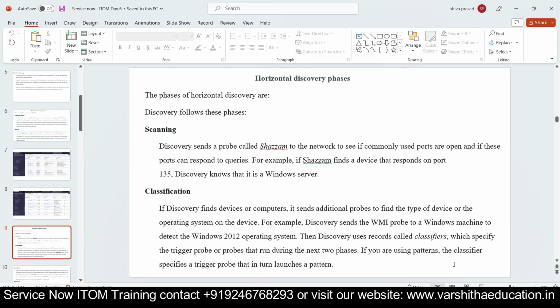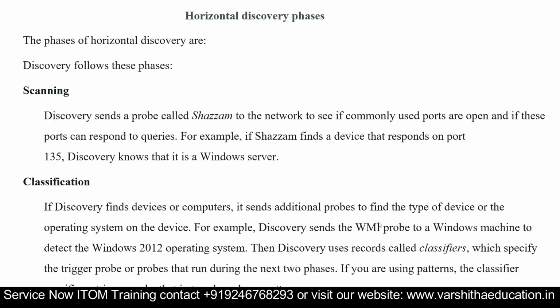Next, after scanning, the classification is also there. Classification is nothing but what happens when discovery finds the devices or computers. For example, after discovery finds a particular device, Shazzam is one probe that can try to identify whether it is a server, a Windows server, or any other server. For example, for a Windows server, it can identify it, and it sends additional probes to find the type of device.